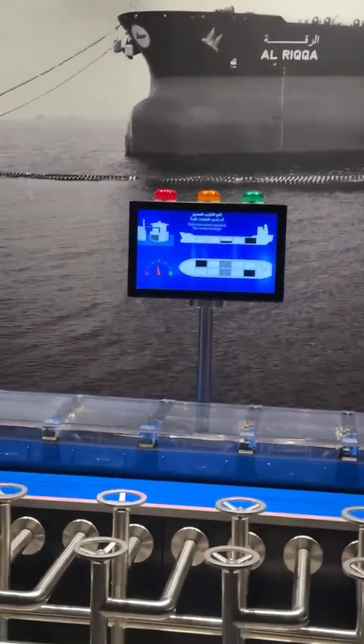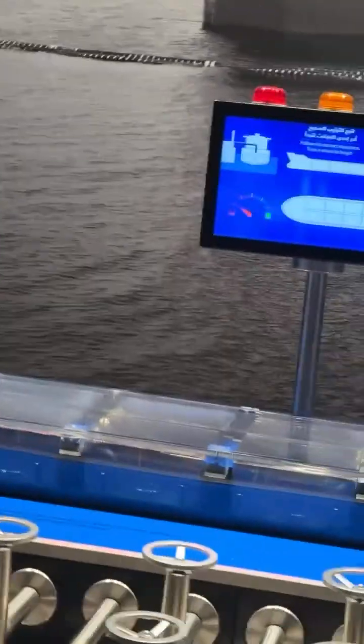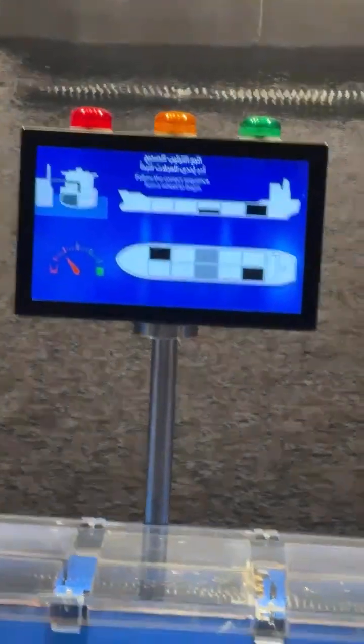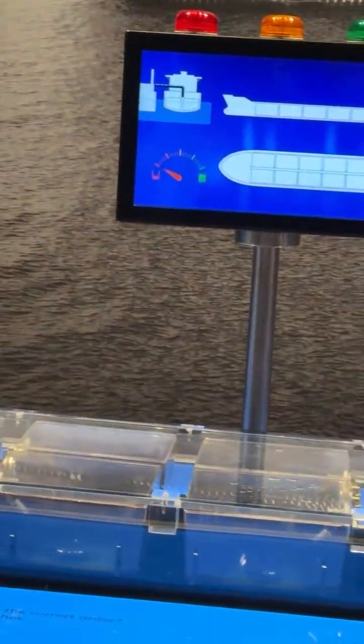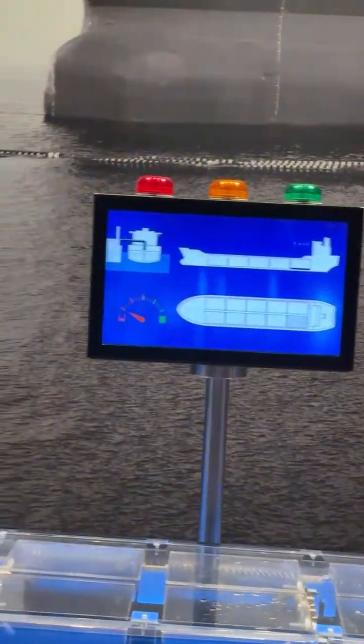So now, kids, come. So you will do this one. Yeah, you will do this one. This one. Turn it, and you will see it fill up with the actual tanker.